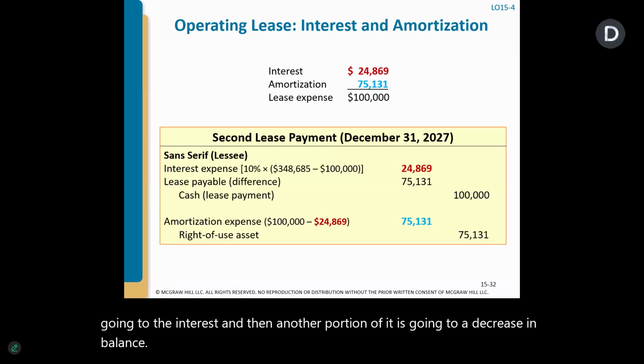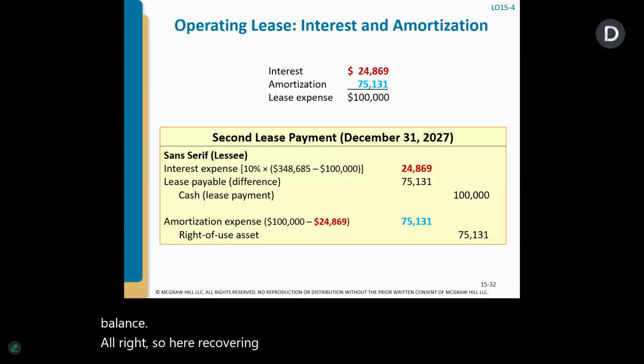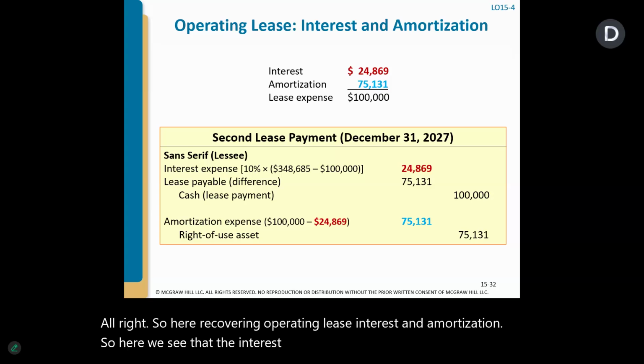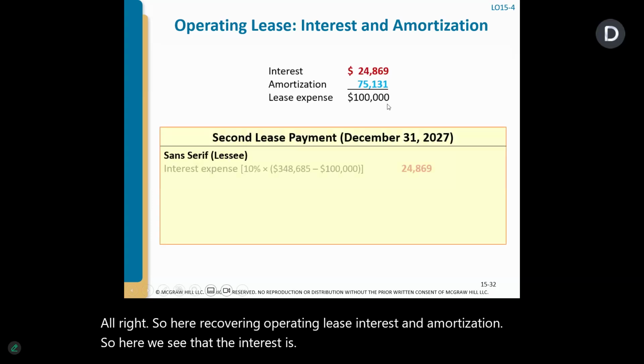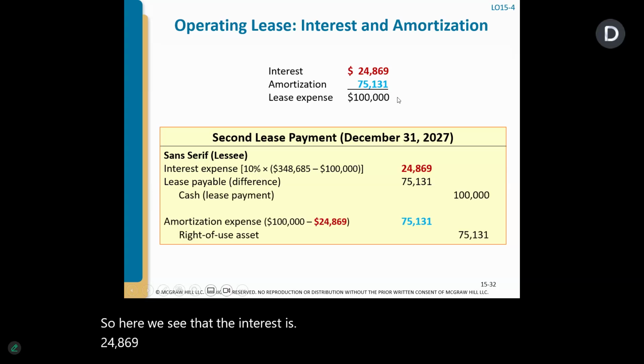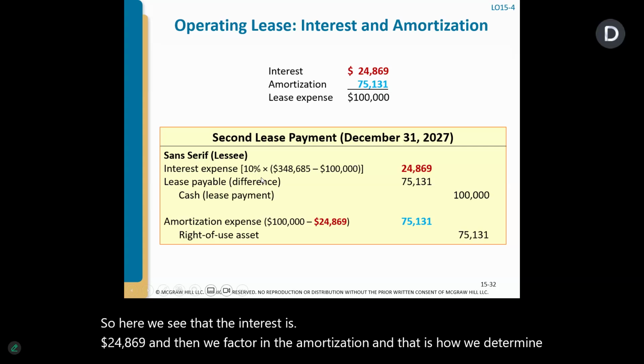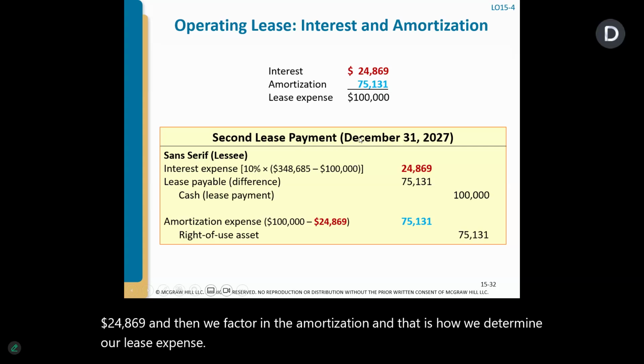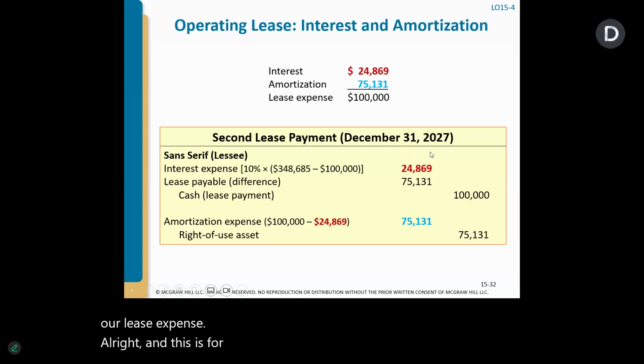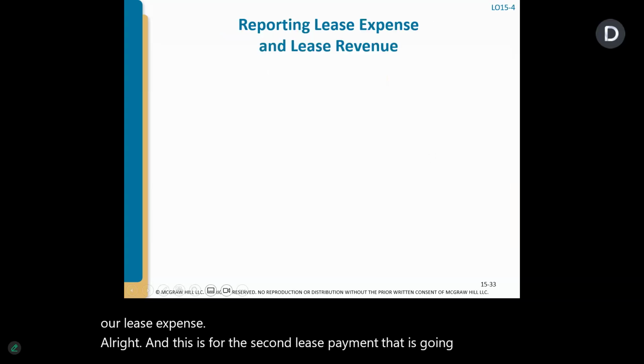All right, so here we're covering operating lease interest and amortization. So here we see that the interest is $24,869, and then we factor in the amortization, and that is how we determine our lease expense. All right, and this is for the second lease payment that is going to be made.